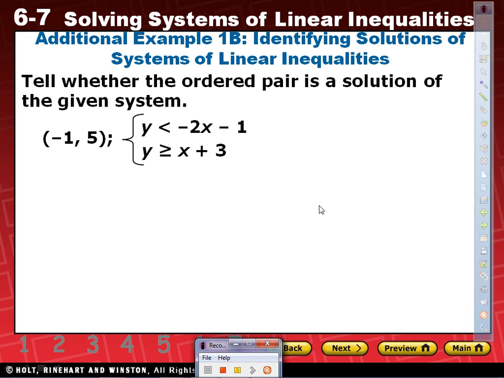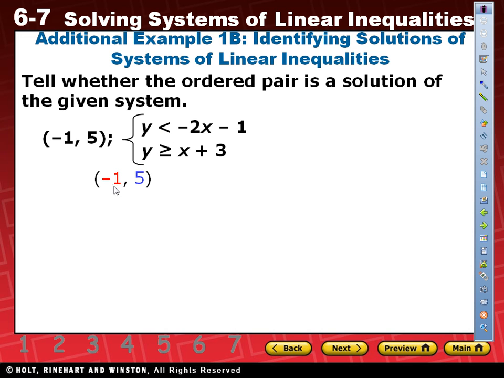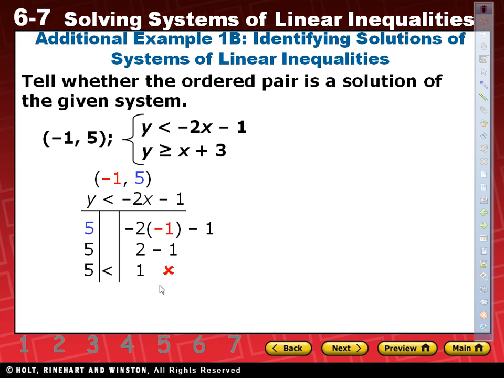Okay, here we go. So the first thing you did, you rewrote these, and you're going to check the first inequality by substituting negative 1 for x and 5 for y. So you did that, and what did you find out? That it was false. Is that true? Yeah. And at that point, you just stop, and you just write negative 1, 5 is not a solution to the system. Why didn't we have to do the other one? Because what did we say earlier? It has to be true for both.